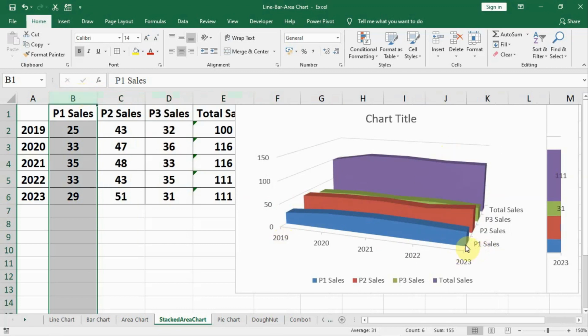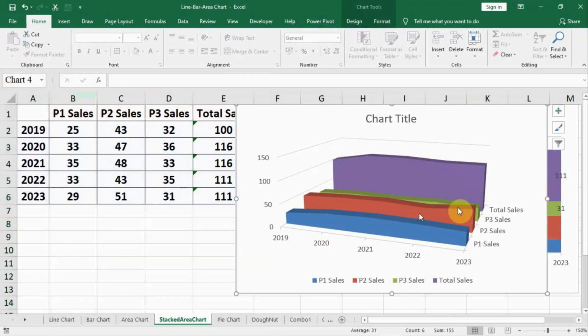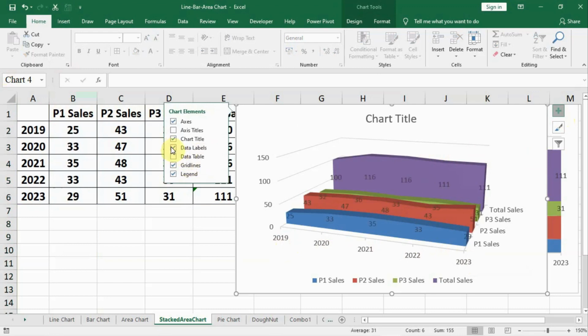If you see on the right hand side, it is written P1, P2, P3 sales of the total sales, and in the front it is written in which year what are the sales. If you want to add data labels, you can select the chart, and on this plus sign you can go there and click on data labels, and all data labels can come at the same time also.